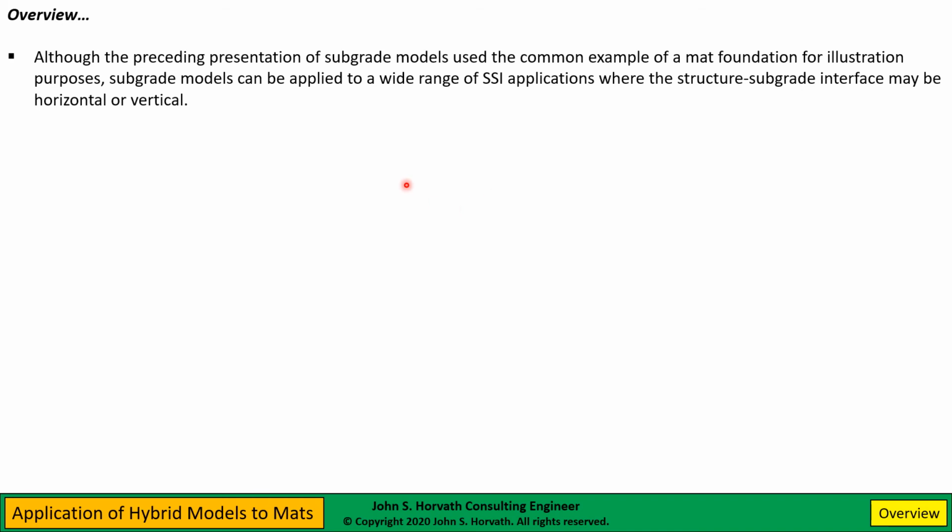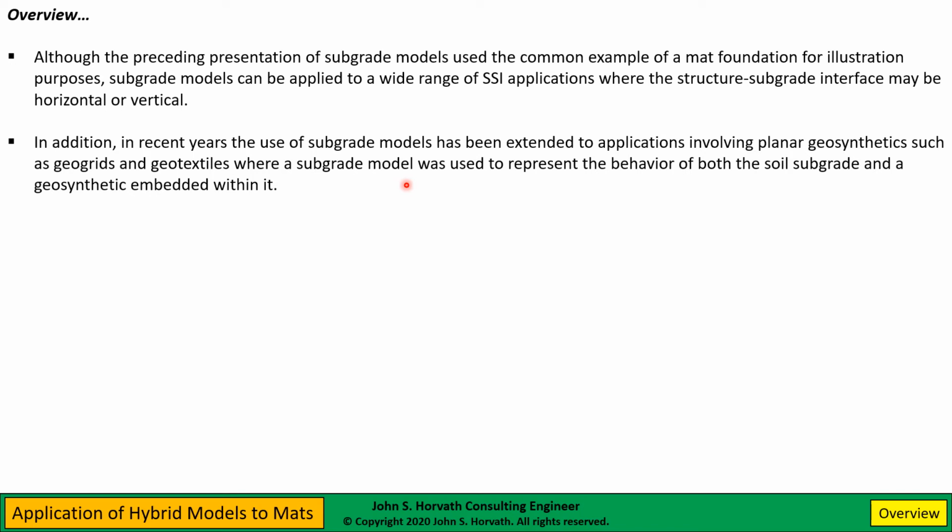Now, that's because in the preceding presentation, although I used a mat foundation for illustration purposes, the subgrade models I've shown you, whether they're mechanical or simplified continuum or hybrid, can really be used in a wide range of soil structure interaction applications, where the structural element is horizontal, like a mat, or it could be vertical, like a flexible wall. In recent years, there have been people who have used subgrade models to include planar geosynthetics, like a geogrid or geotextile, where the subgrade model represents the behavior of not just the soil, but actually the geosynthetic embedded within it as well.